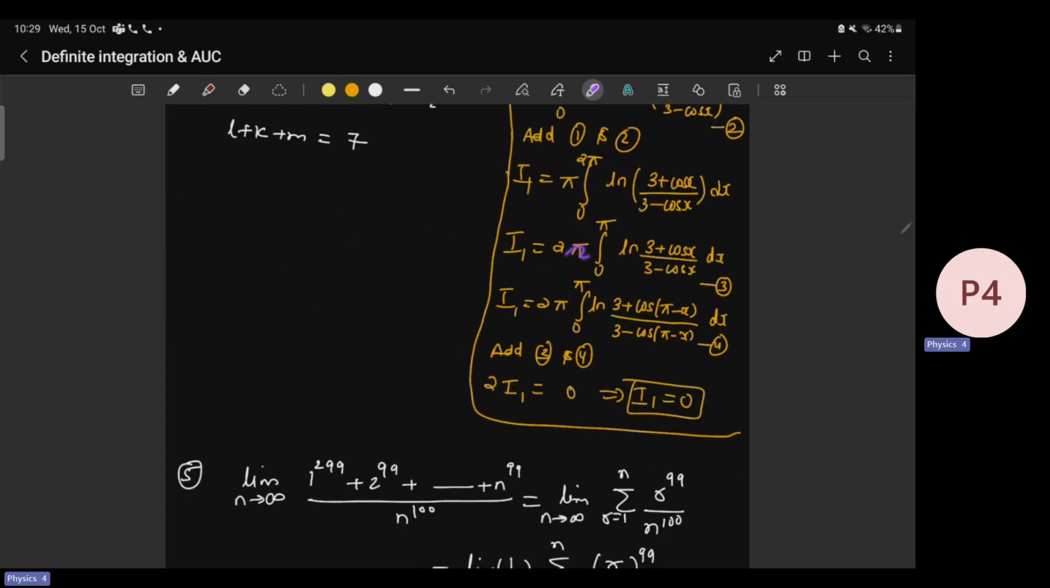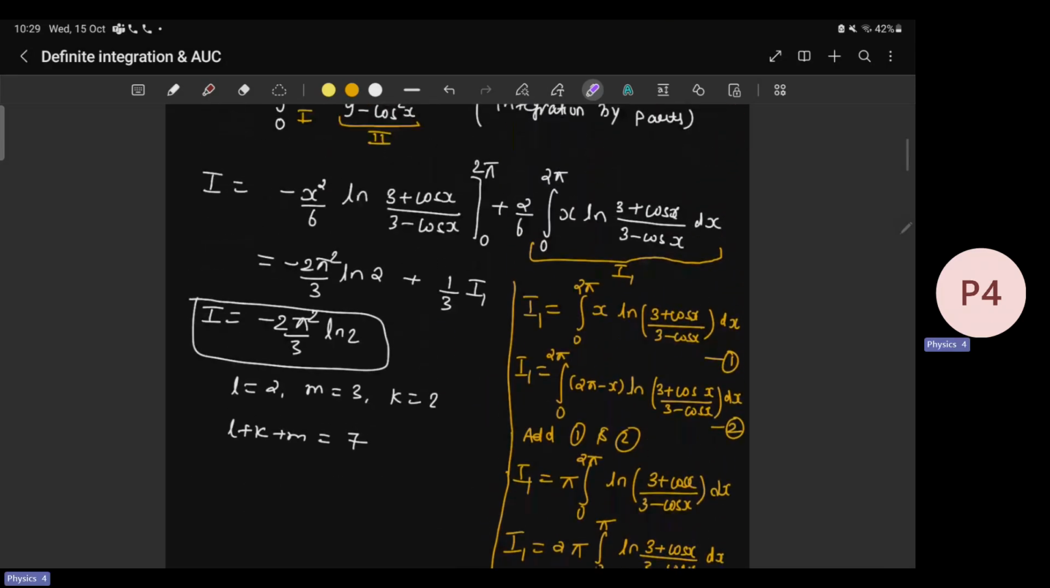So again, we can write I1 equals 2 times integral 0 to pi of ln of (3 plus cos x) upon (3 minus cos x). Now again use King's property here and replace x with pi minus x. Now add both I1 plus I2, this will be 0. I1 plus I2 will be 0, so I1 is also 0.